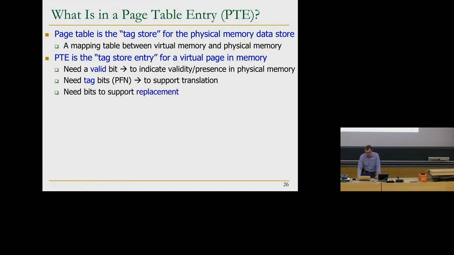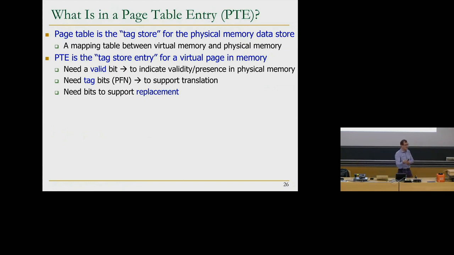So we've seen that you need bits to support replacement. Let's assume that your physical memory is full, meaning that all of the physical pages are allocated and already filled with data from the disk. Now the process tries to access another virtual page, which is not inside the physical memory. So what needs to happen? You need to kick out something from the physical memory, right? So what do you kick out?